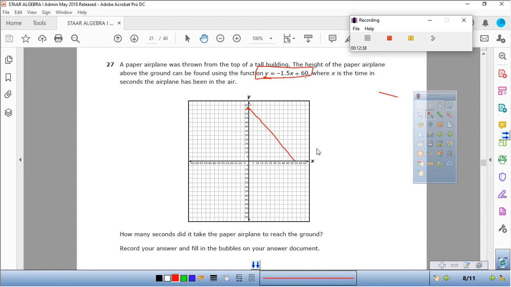Something like that. Questions asking, how many seconds did it take for the airplane to reach the ground? Now, there's this X thing and the Y thing. Now, huge favor, guys. This one's saying time. And what else? Height. Which is your X, the time or the height? And which is your Y, your time or your height?